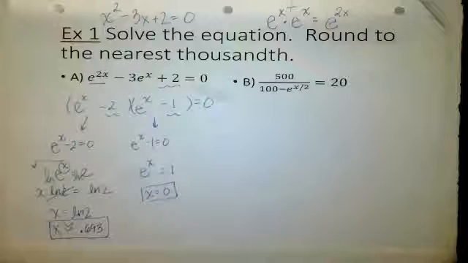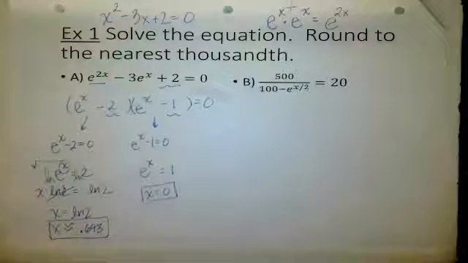Okay. Letter B. We have 500 divided by 100 minus e to the x over 2 equals 20. This is a different kind of exponential function. We'll find more out about this after break. This is, I believe, a logistic curve, right? An exponential function. It's a logistic curve. Logistic curves are totally cool. All right, I'll talk more about those later. What do you want to do to solve that?